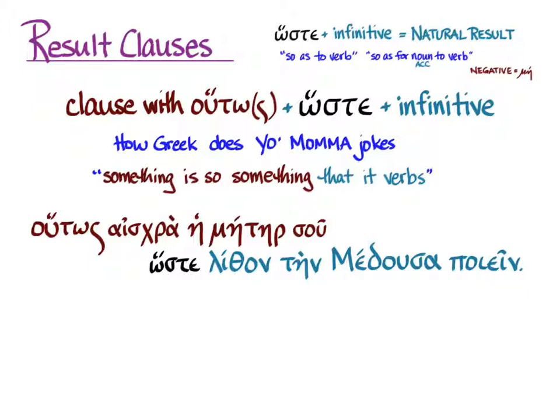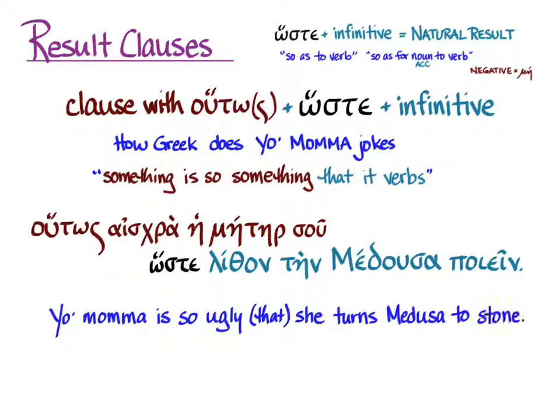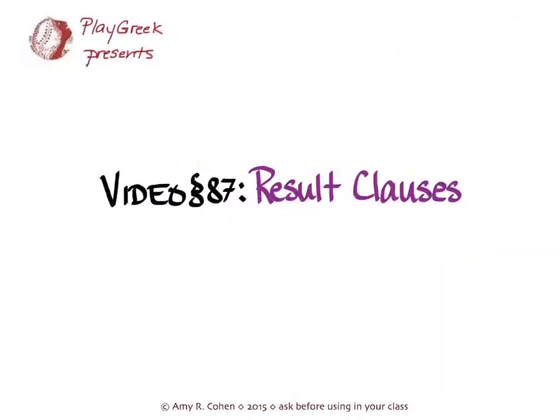I'll give you just a second to see if you can figure that translation out yourself. Got it? Your mama is so ugly, she turns Medusa to stone. And that's your introduction to Greek result clauses. I think you'll be able to read both actual and natural result clauses fairly easily once you practice.